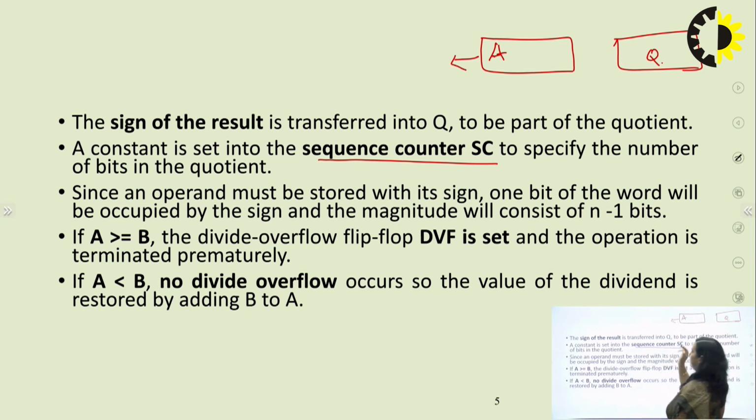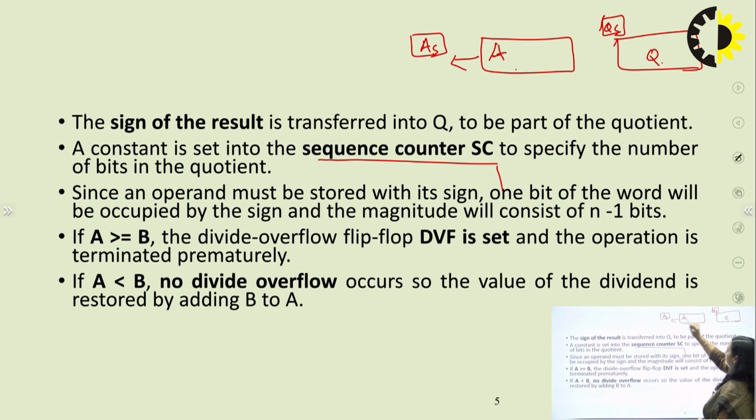If our dividend is of double length, then we will store the partial value in the A register and the remaining part in the Q register. Both registers have a sign bit. Sign bits are stored in the AS and QS registers respectively, and the number of bits in the Q register is used to initialize the sequence counter. Since an operand must be stored with its sign, one bit of the word will be occupied by the sign and the magnitude will consist of n-1 bits.